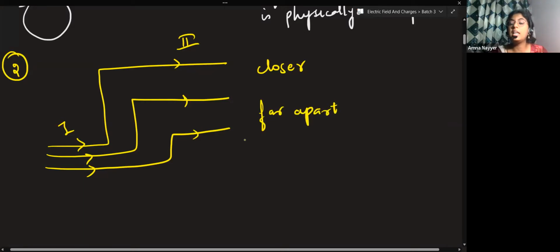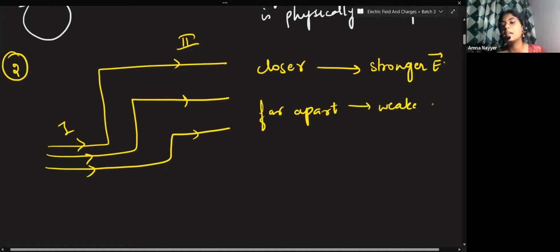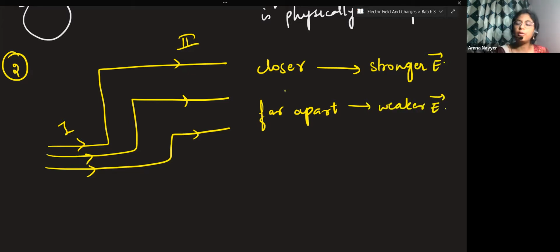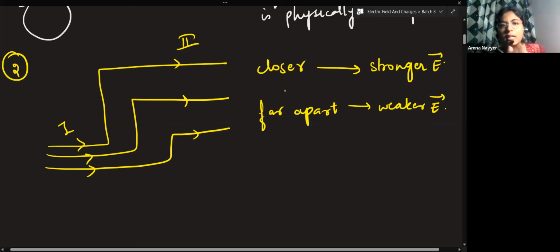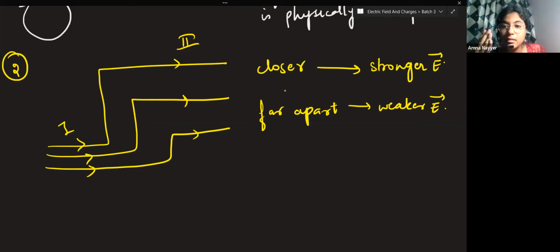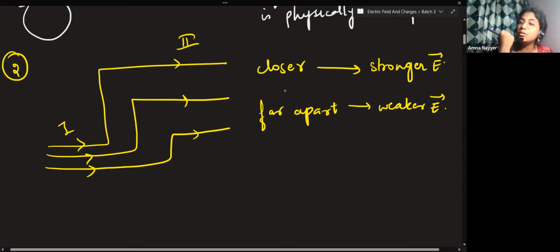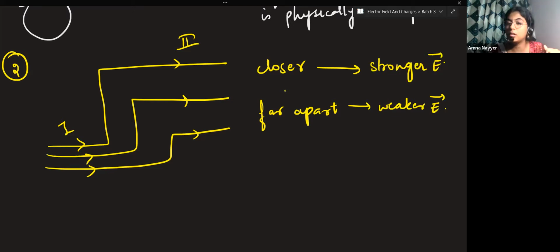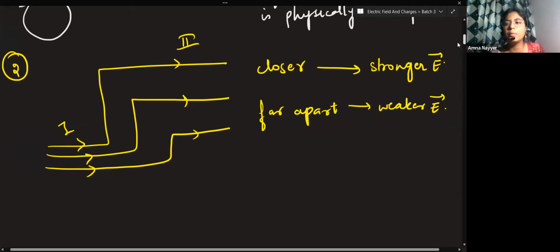Now, if electric field lines are closer, that shows that electric field is stronger. Stronger electric field. And if they are far apart, that shows weaker electric field. So this property is helpful when you have to identify and analyze electric fields. If electric field lines are kept closer, that shows that electric field is stronger. The strength is very high. And if they are kept far apart, farther from each other, that shows that electric field is weak in that region. Weaker electric field exists. All right, so this is the second property.